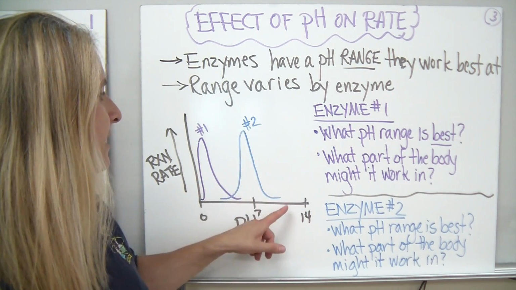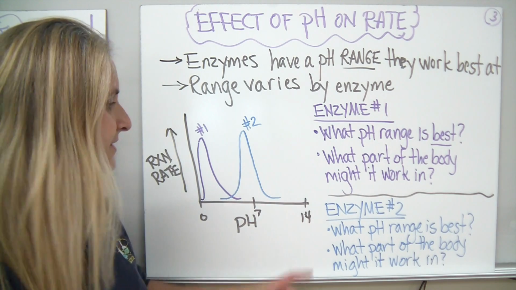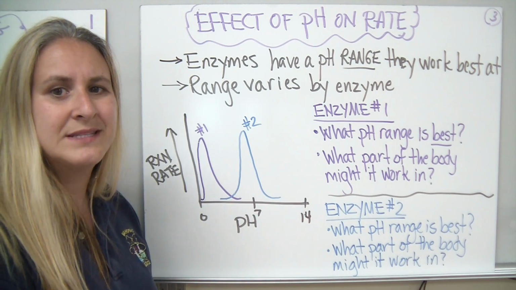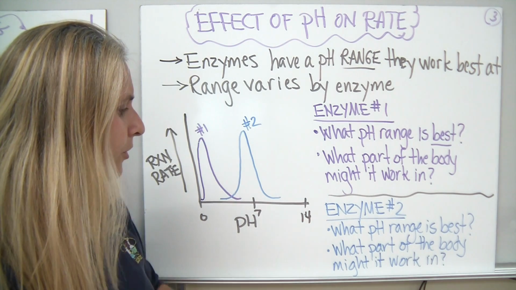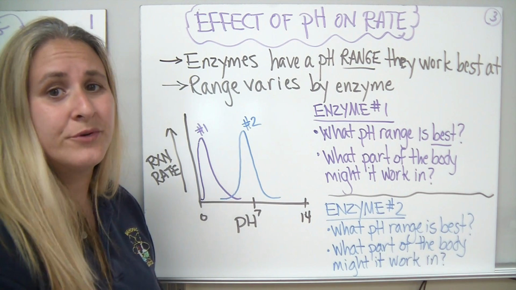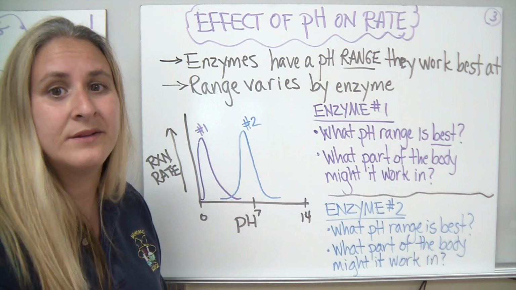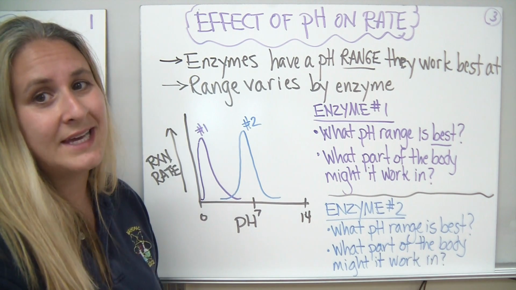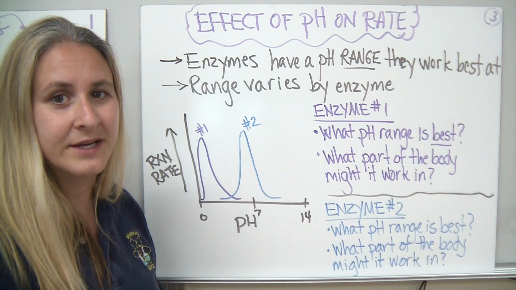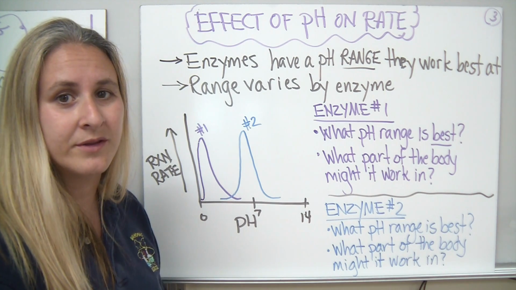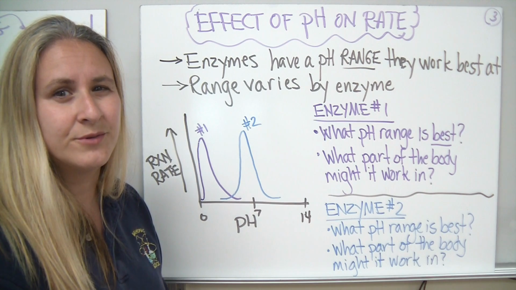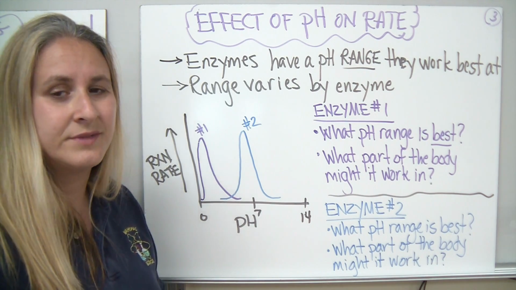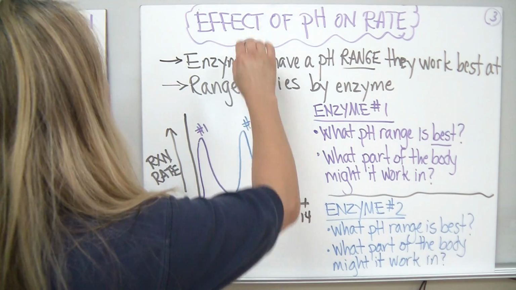If you look at our next enzyme, number 2, it has a pH range that works somewhere around 7 or so, between 6 and 8, I would say. What part of the body might that work in? Well, most of our body has a pH of somewhere around 7 to 8. This particular enzyme could work in almost any part of the body that isn't part of the stomach. The stomach is really our most acidic part of the body. Think about why that might be true. Why would we have an acidic stomach? What does that help do? That might be something to ponder. We'll talk about that in class.